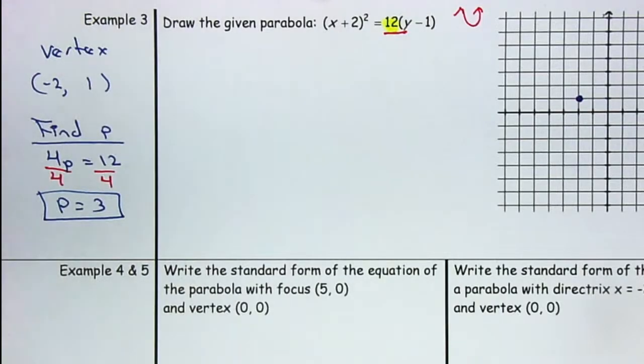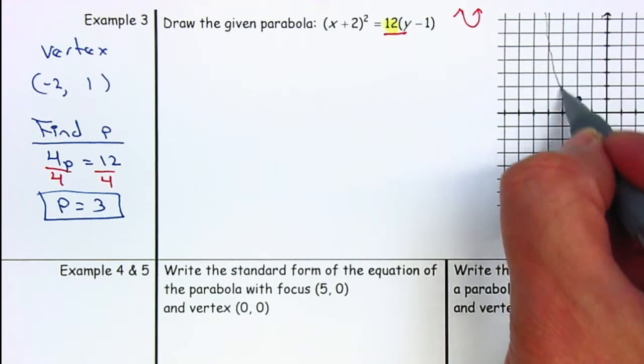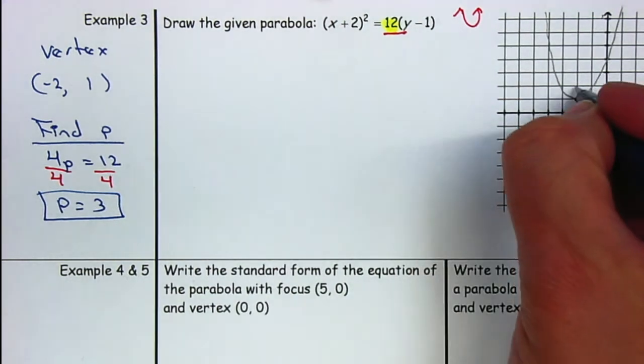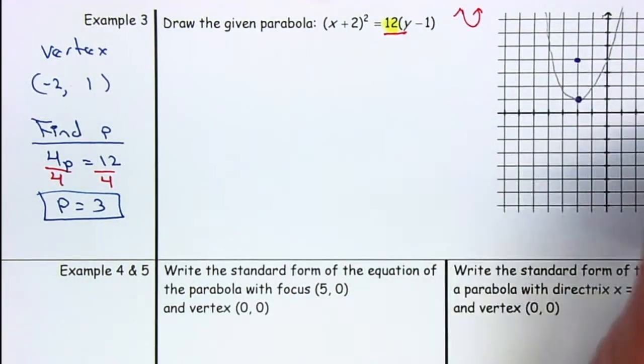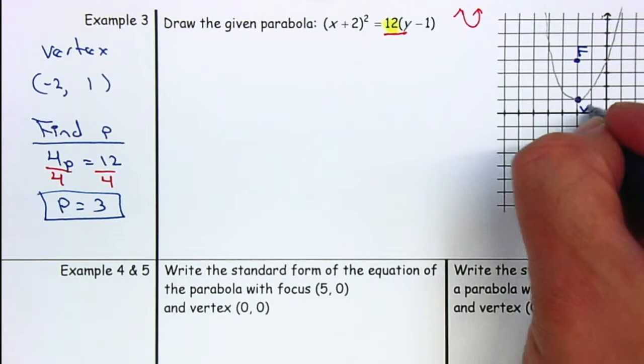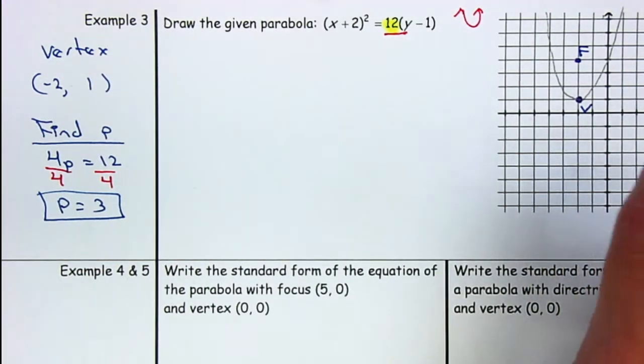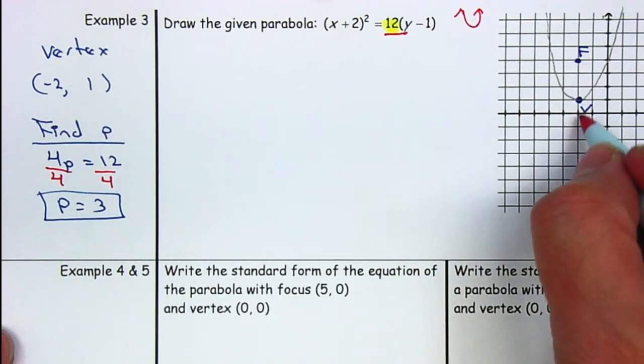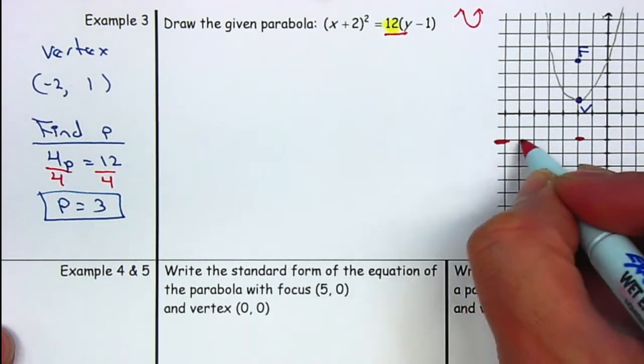Remember, it's facing up. So I'm going to make a quick sketch. That means my focus has to be inside the parabola. So I'm going to go 1, 2, 3. That'll be my focus. This is my vertex. And my directrix will be on the opposite side. 1, 2, 3. It'll be a dashed line.